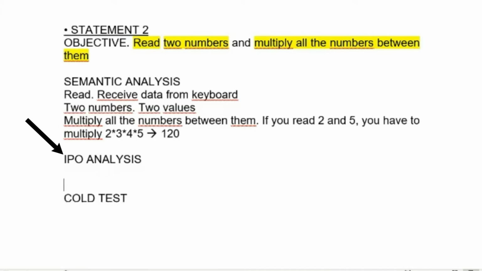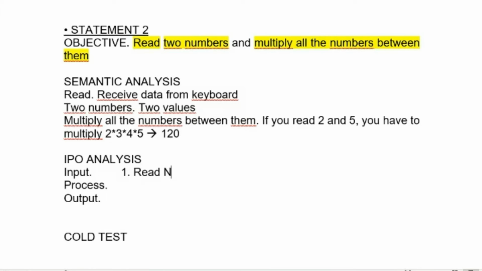Let's see the analysis using a repeat until loop. Input, process, output, right? Input. Read two numbers. So the first step is read n1 and n2. This is a good name. N1 and n2 means read a number and store it in n1 and read another number and store it in n2.